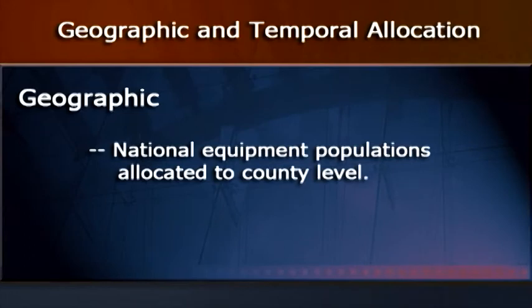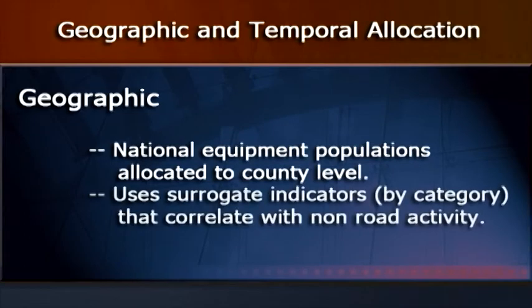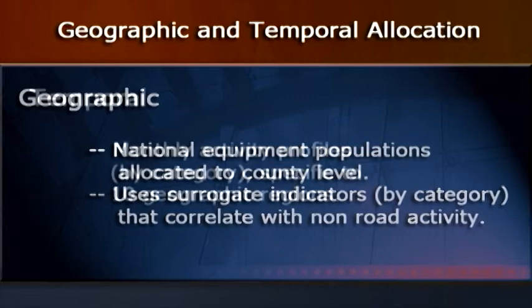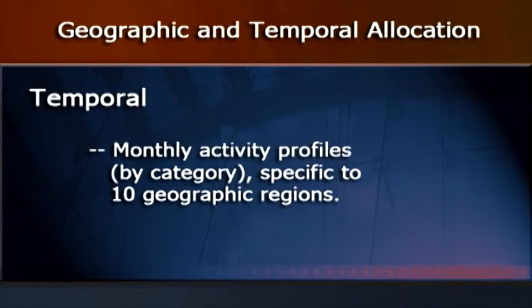Let's discuss geographic and temporal allocation in non-road. The national equipment populations are allocated to county level using surrogate indicators that correlate with non-road activity for specific equipment types. An example would be using cropland to allocate agricultural emissions. Non-road contains monthly activity profiles for each equipment category. These are specific to 10 geographic regions.